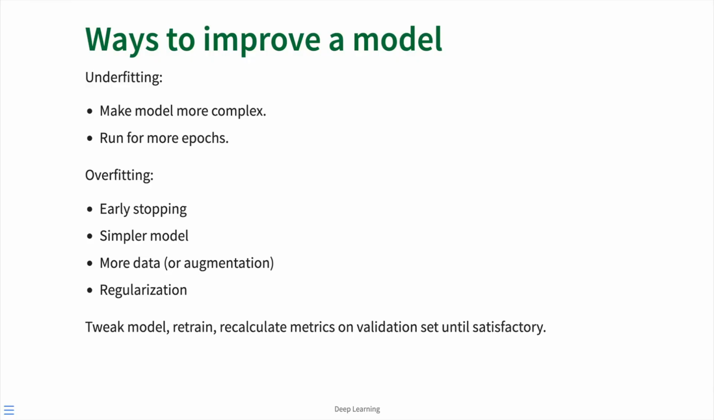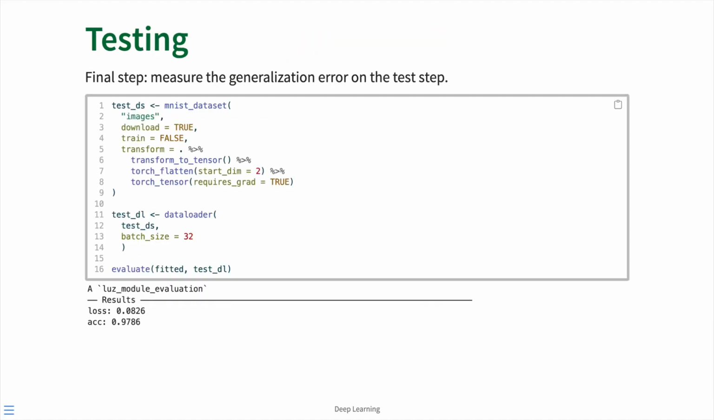So typically the way this works, if you're doing this in practice, is that after you've trained the model, you adjust it, you retrain, you recalculate the metrics on the validation set until you're satisfied with the validation accuracy. And then you take that best model that you've created, and the final step is to then calculate the generalization error on the test data.